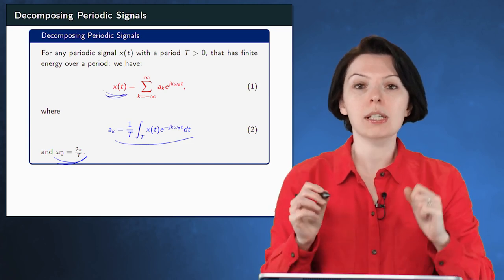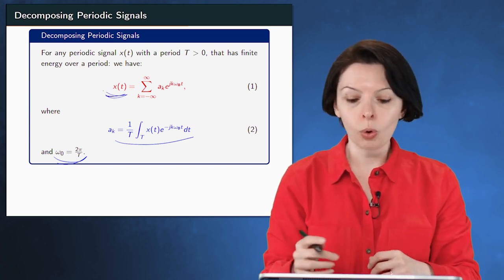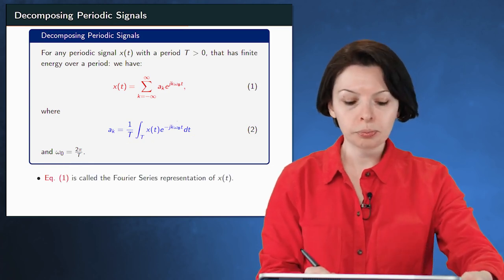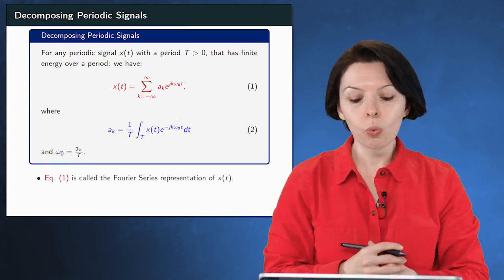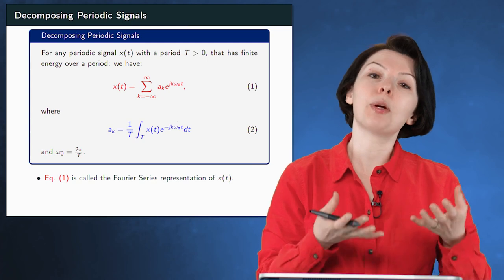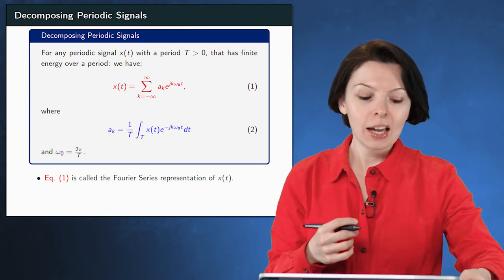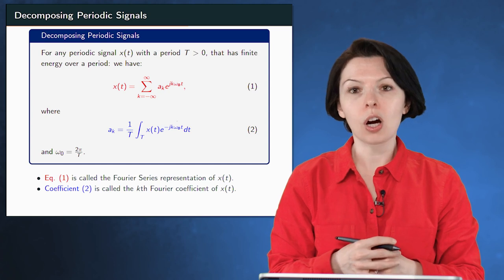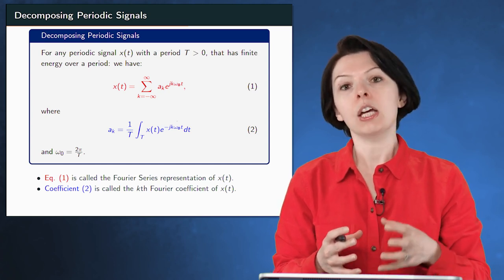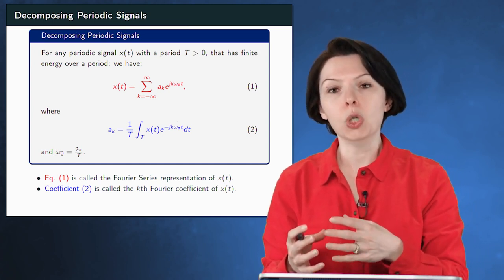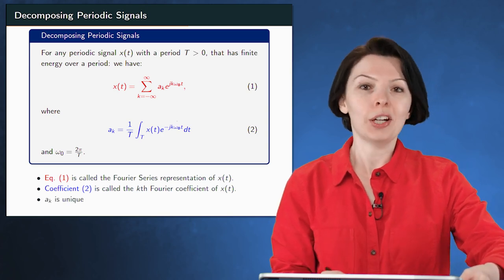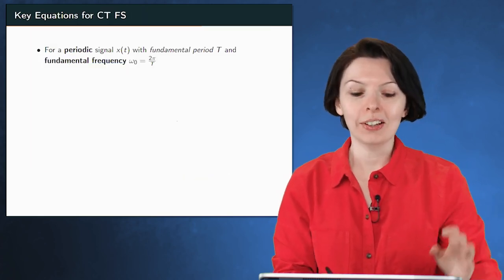Remember, this is a periodic signal with period T, and omega naught here is 2 pi over that period. So equation 1 is called the Fourier series representation of x of t, and the a k coefficients are called the k-th Fourier coefficient of x of t. The a k values are unique.